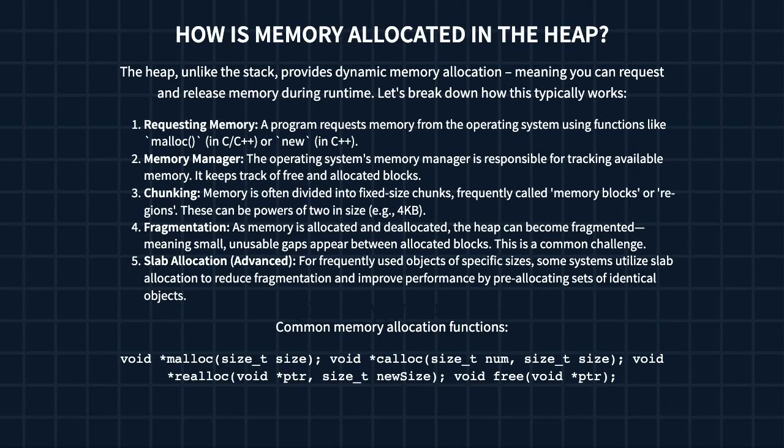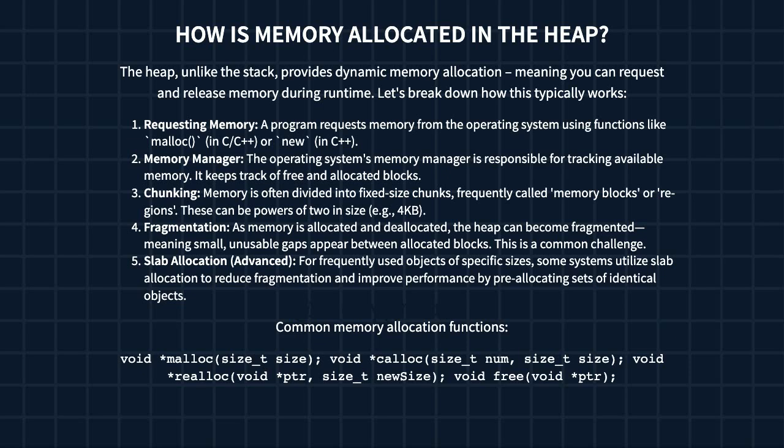Okay, let's talk about how memory is allocated on the heap. Think of the heap as a giant pool of available space where your program can request blocks of memory whenever it needs them. It's different from the stack because you don't know exactly how much memory you'll need upfront. That's the beauty and sometimes the challenge of using the heap. The operating system's memory manager is in charge of keeping track of where all this space is, dividing it into chunks, and then giving your program blocks when you ask for them.